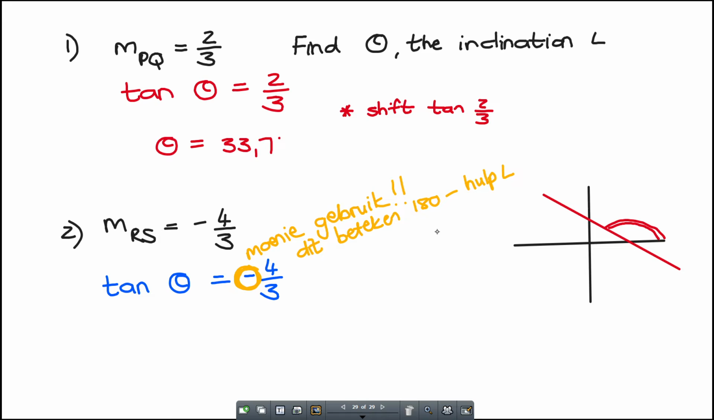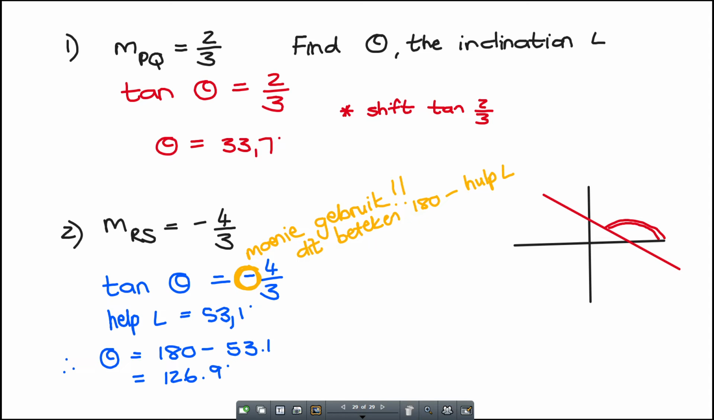Okay, so I am going to get my help angle, which will then be 53,1, kom ons rondom af. So dit gaan theta wees 180 minus that help angle of 53,1. So dit gee my 126,9. You guys good?